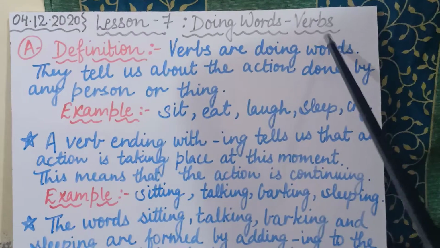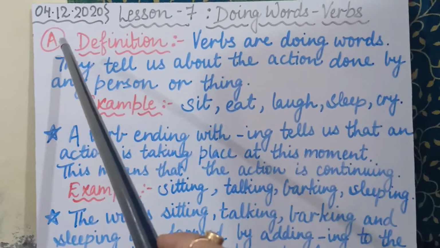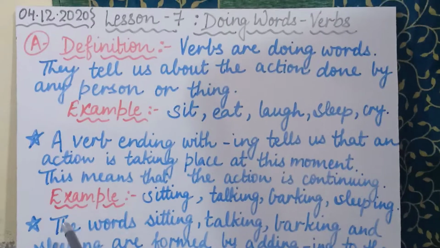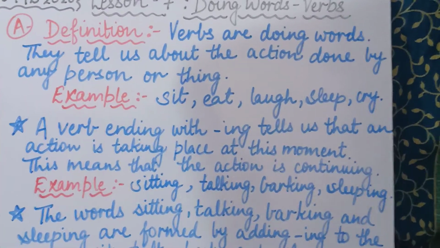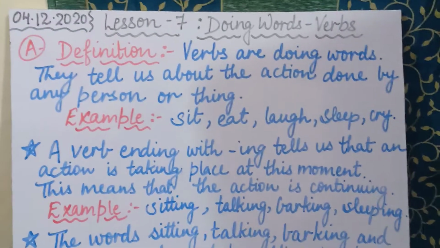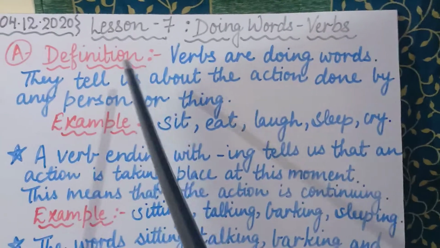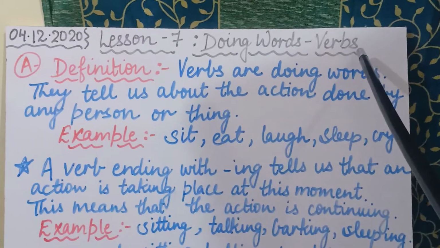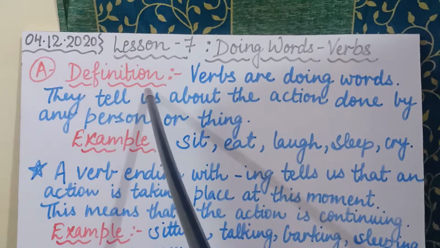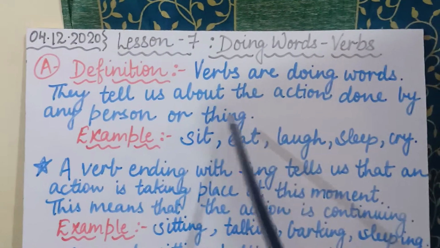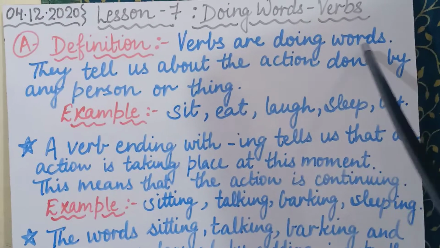Clear? Now today, first of all we are going to write down A part. We are going to do A part only today, and in A part there is the definition and introduction of the chapter. Is that clear? So when you have given the heading in the first line, then in the second line you will write down Part A, definition, and then you will start writing the definition of verbs. Verbs are doing words.